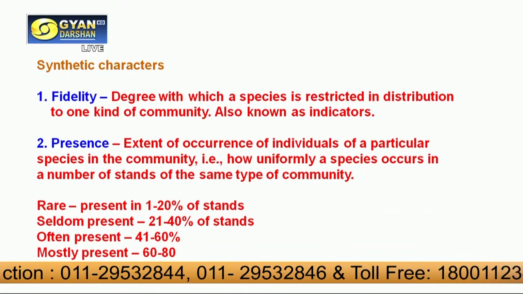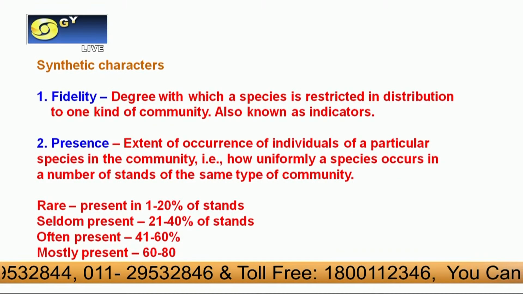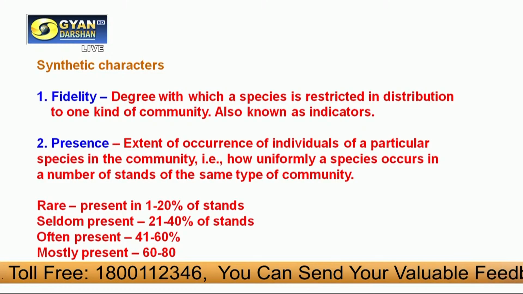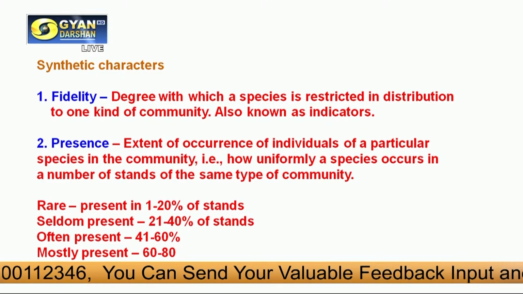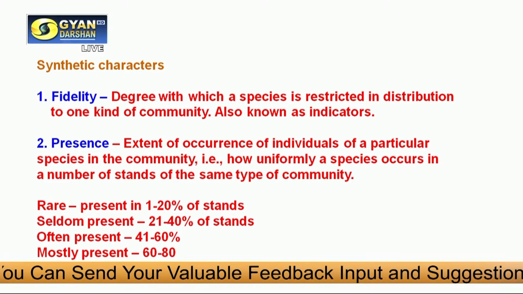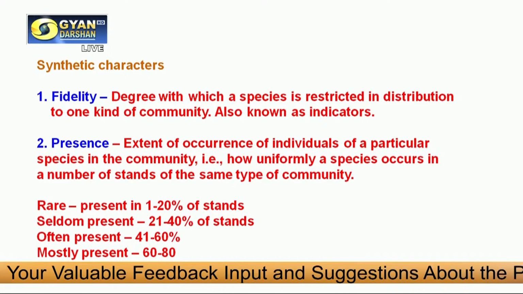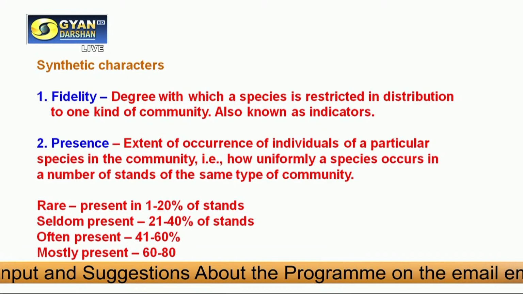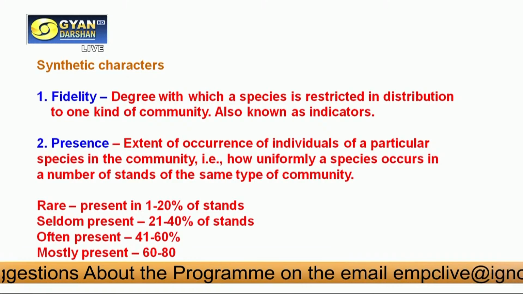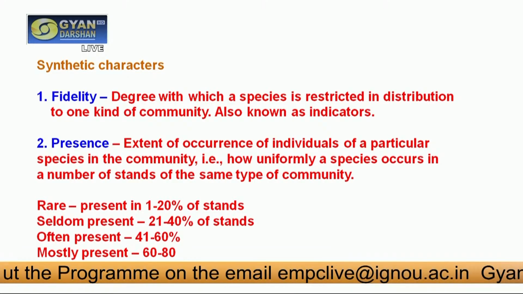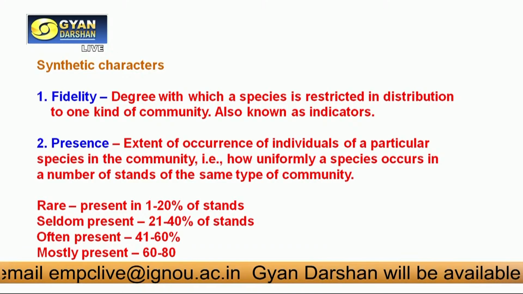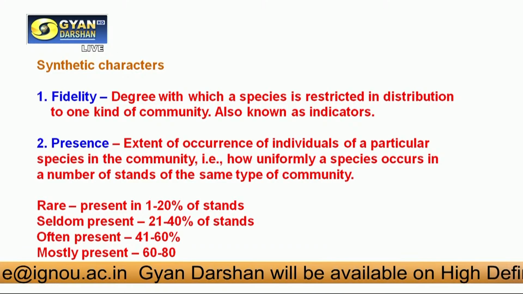Presence is the extent of occurrence of individuals of a particular species in a community. That is, how uniformly a species occurs in a number of stands of the same type of community. Again, rare, 1 to 20%, seldom present, 21 to 40%, often present, 41 to 60%, mostly present, 61 to 80%, and constantly present, 81 to 100%.